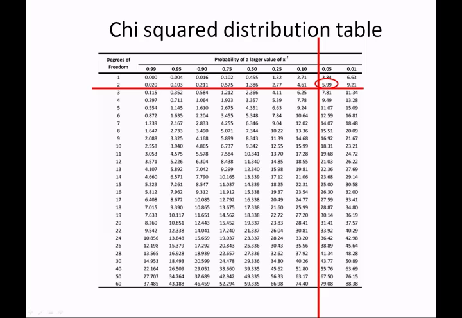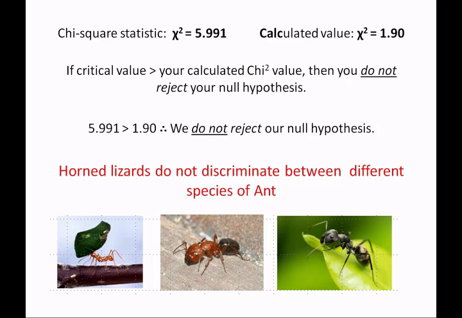So for the chi-squared statistic, the critical value is 5.99, and our calculated value of chi-squared is 1.9. Remember, if the critical value is greater than the chi-squared value, then we can't reject the null hypothesis, and clearly 5.99 is greater than 1.9, so we don't reject the null hypothesis. And what does that mean biologically? Well, it means horned lizards don't discriminate between different species of ant. They basically eat the same amount of each.